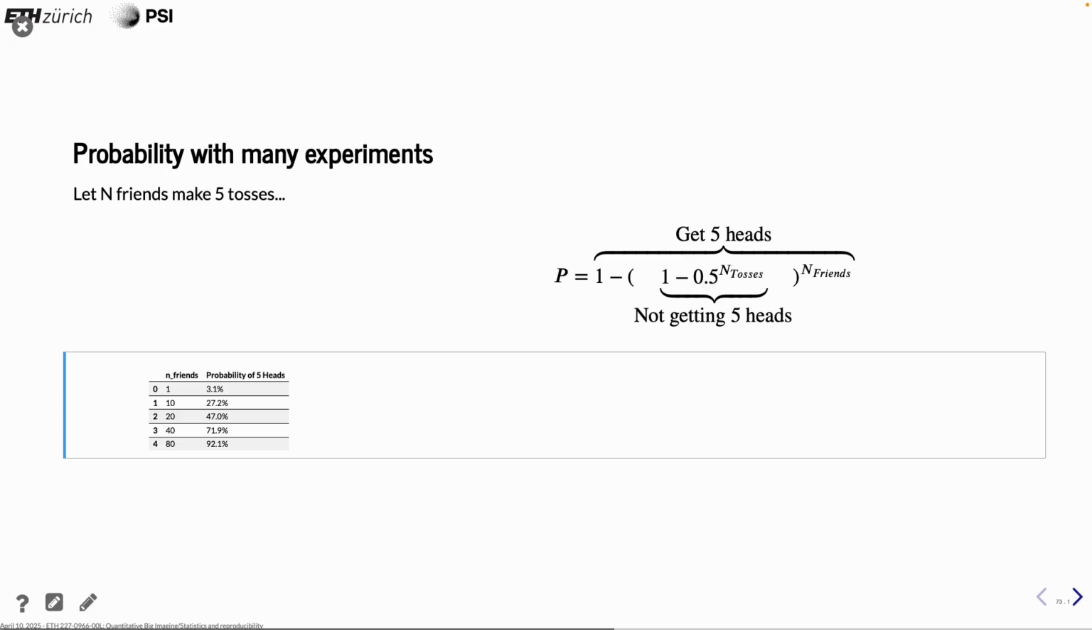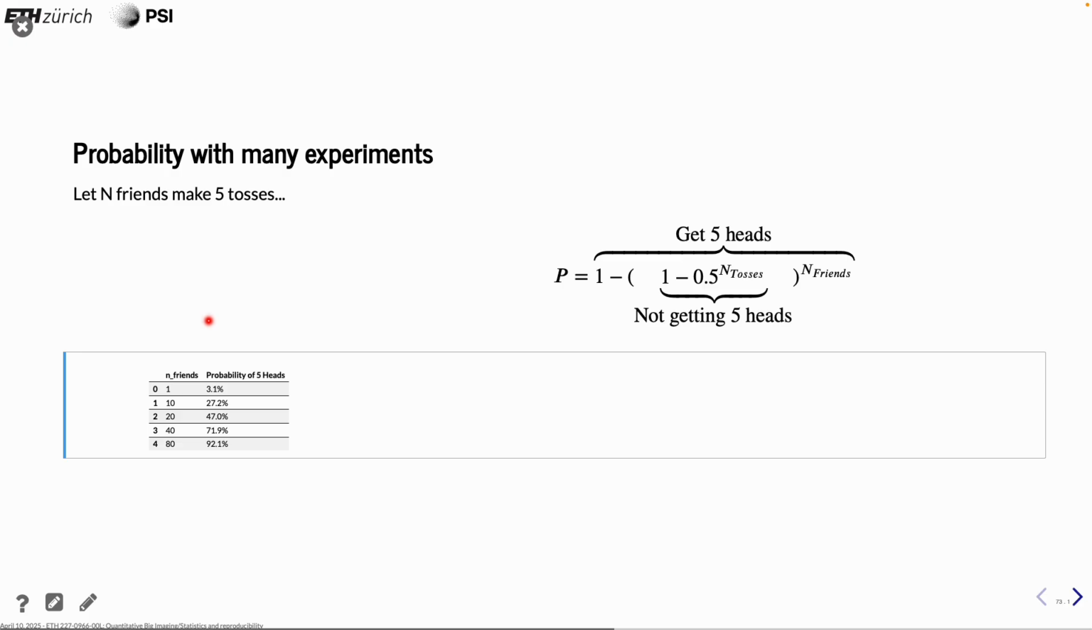Then we do a lot of experiments. So let's have many friends toss the coin again, and then we have this group probability. First we say the probability of not getting 5 heads is this, so it's 95%. Actually, it's to the power of the number of tosses, and this block to the power of the number of friends, and then we get a probability.